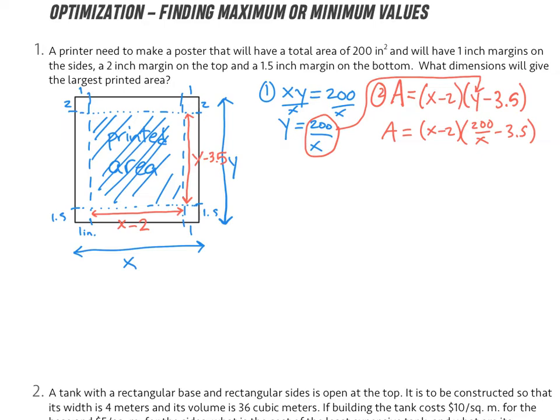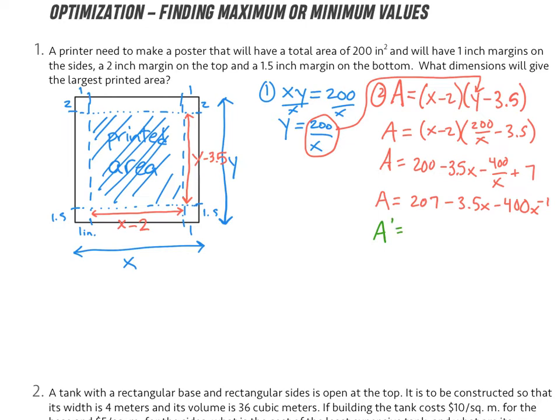It's a binomial times a binomial, so I'm going to distribute these expressions to remove the parentheses. After this step, I can combine like terms. The 200 and the 7 can be combined to make 207, and then the rest I can just bring down. Now I know I'm about to take the derivative of this, so I'm going to write 400 over x as 400x to the negative 1 to make it easier to find the derivative of the expression 400 over x.